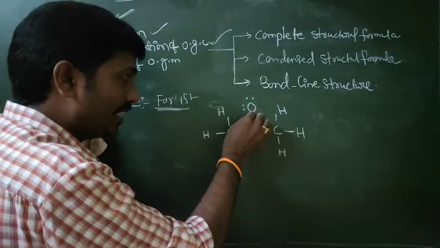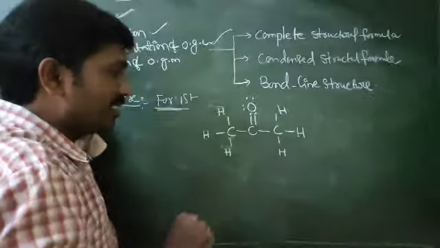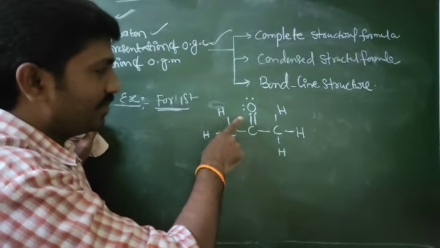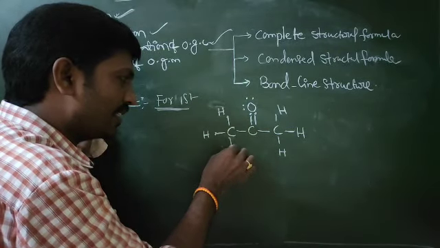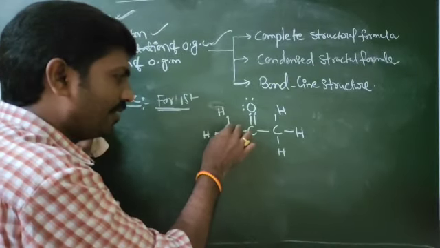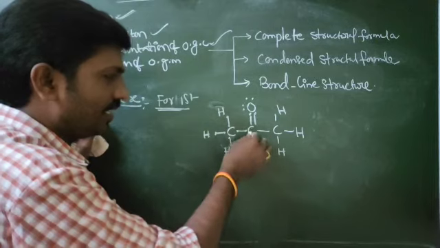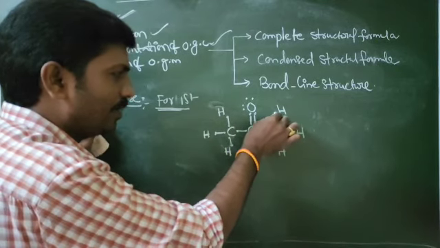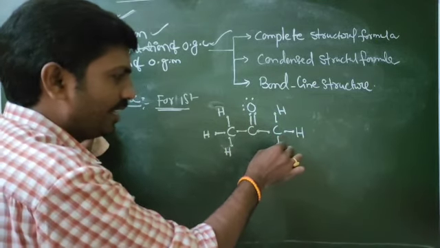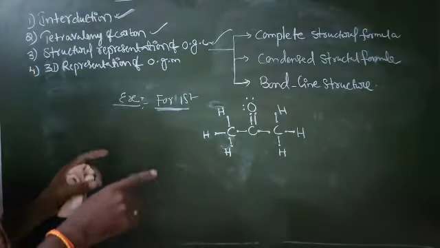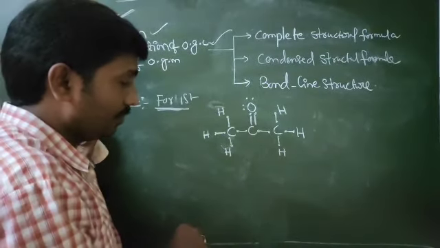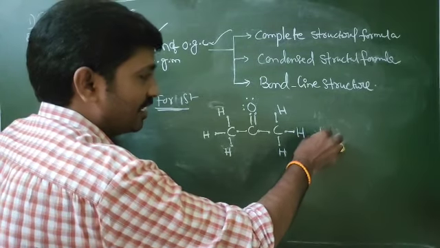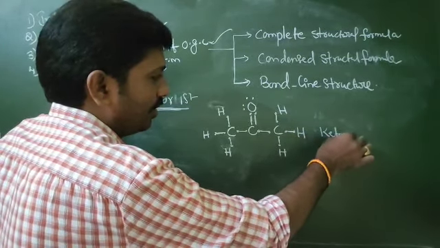This is a Lewis dot structure. Oxygen having 6 valence electrons we are representing like this. Hydrogen having 1 valence electron and carbon having 4 valence electrons. We can represent that the electrons only participated in bonding, involved in bonding. This is the complete structural formula. The functional group here is ketone.